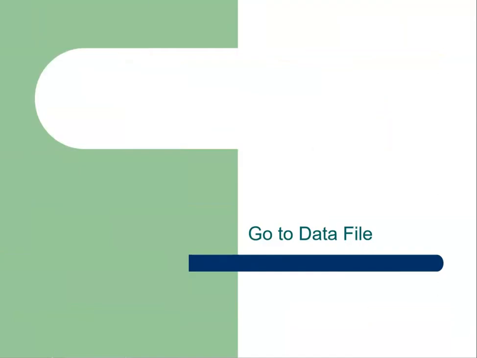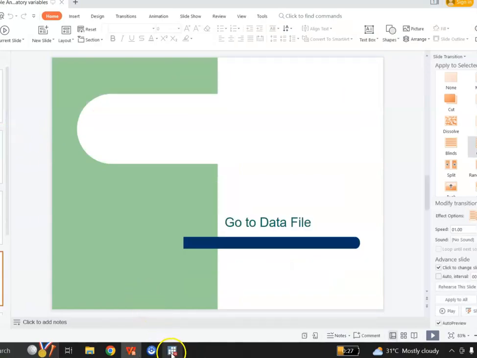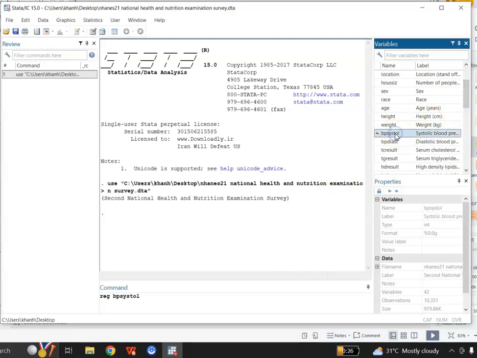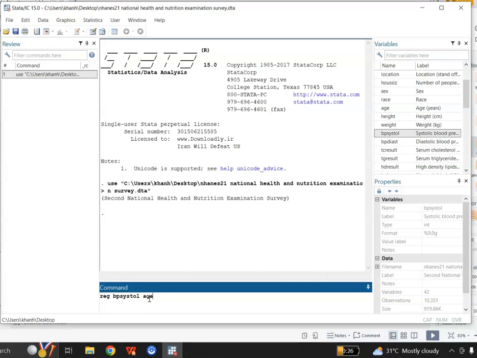Now I will open my Stata file, and here is the file. I'm using the multiple linear regression model first, so I will write reg, and then my dependent variable is this one, BP systole, that is systolic blood pressure. Then age is my continuous variable, and then health state, that is health status.